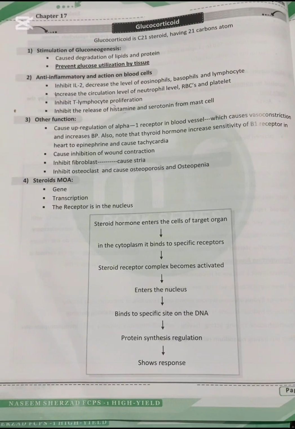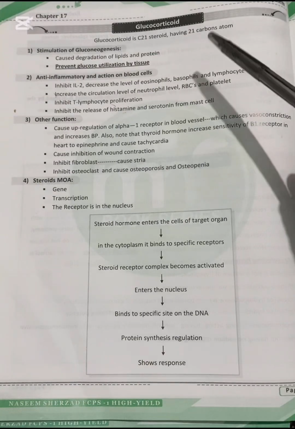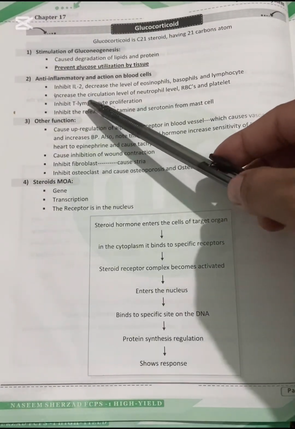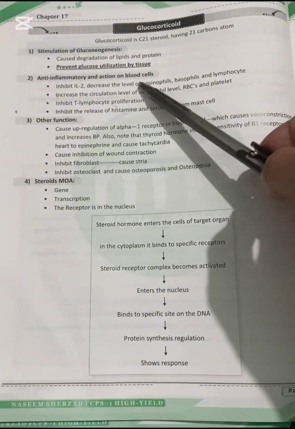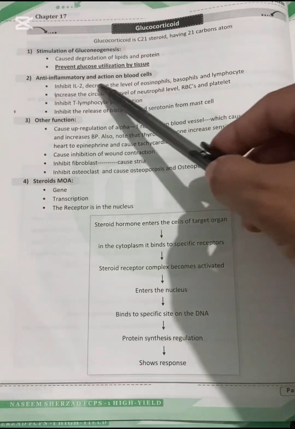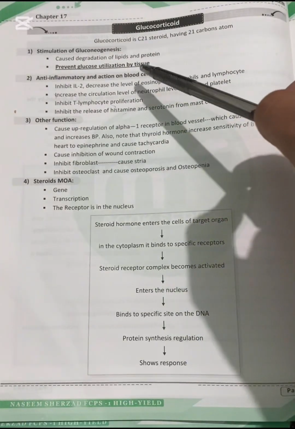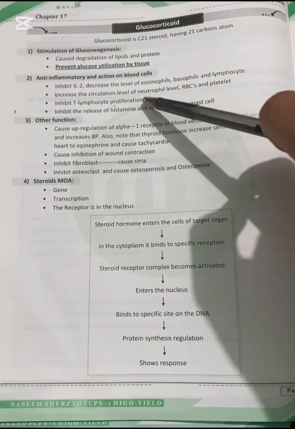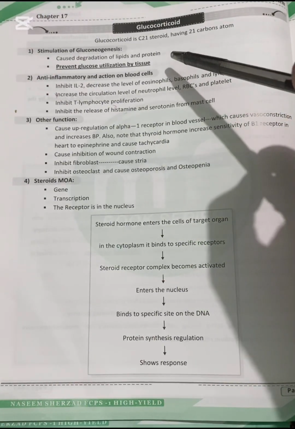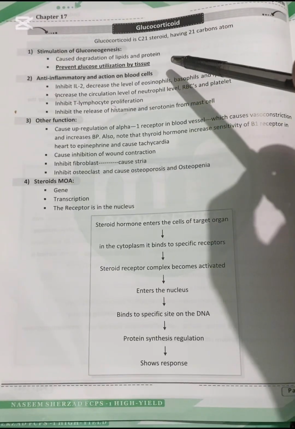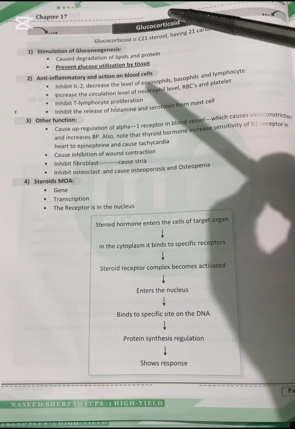What about its anti-inflammatory action and action on blood cells? It inhibits interleukin 2 and decreases the level of eosinophil, basophil and lymphocyte. But on the other hand, it can increase the circulatory level of neutrophil, RBC, platelets. It inhibits T lymphocyte proliferation. That's why steroid is a cornerstone treatment for a patient of renal transplant and other conditions, because it's an immunosuppressant. We give it as an immunosuppressant, and in acute rejection, we give it as a bolus for 3 days.